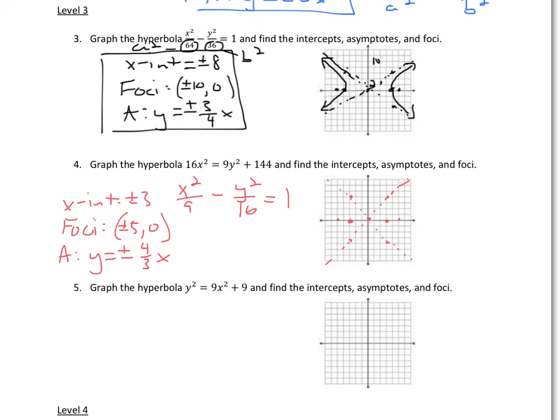Alright, so that's close enough. And I start at A and I go towards the asymptotes. That's the general idea of it.